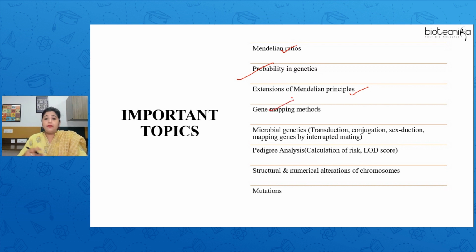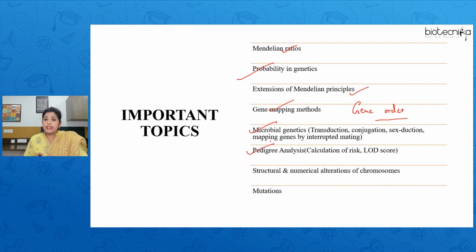Then gene mapping, where you study linkage mapping. Every year there's a question on linkage mapping, a question on gene order, a question on distance between the genes. Sometimes a question on physical mapping and tetrad analysis is also asked. Then from microbial genetics, questions especially on interrupted mating and sexduction are asked, and you need to be familiar with terminology like transduction and conjugation.